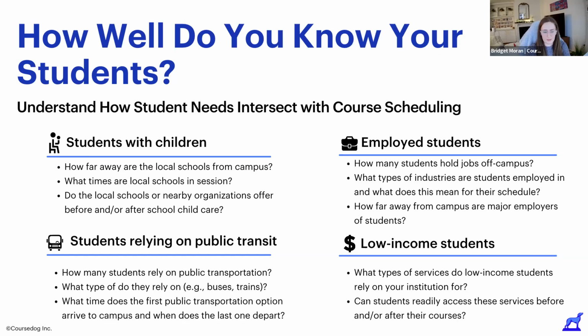And finally, low-income students. I know this was another group that it seemed like folks were particularly concerned about. I think it's really important to think holistically when it comes to how course access and timing also relates to other student services that students rely on. So for example, can students easily access tutoring services or technology labs before or after scheduled classes? Will cafeterias or food carts be open or near where the courses are offered?